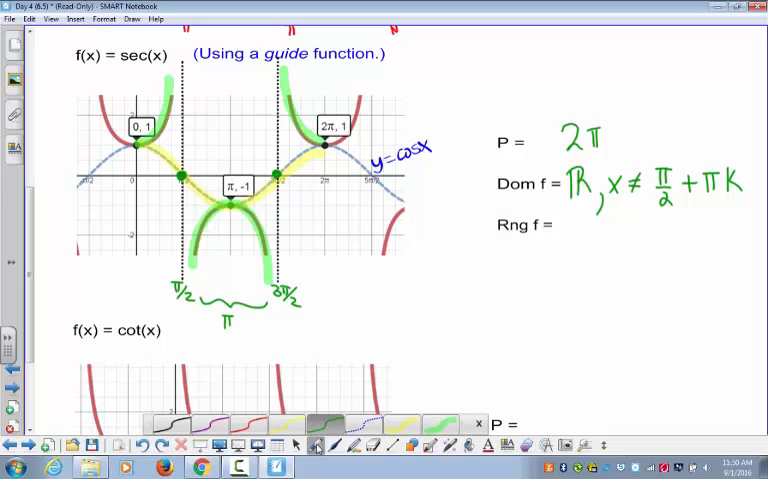And range is going to be the same as for cosecant. We start way down south, negative infinity. We get to -1, we stop, have a gap, pick up again at 1, and go up forever. So that'll be the range.